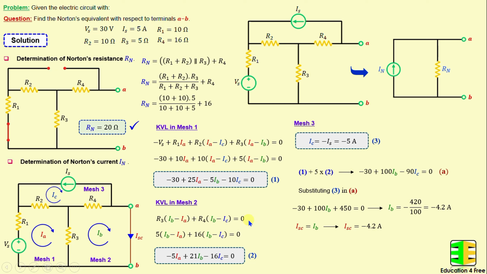And we know that the Norton's current IN is the short circuit current calculated between terminals A and B. That means IN is equal to negative 4.2 amps.